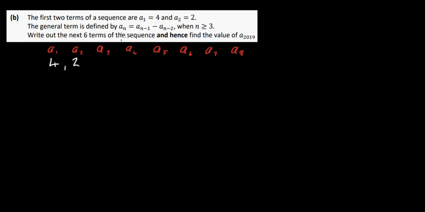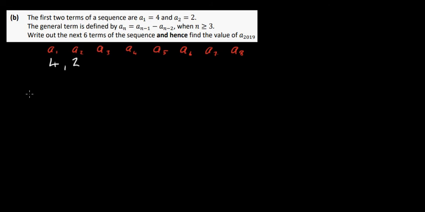This means that any particular term n is equal to the previous term, that's a_(n-1), minus the previous term, which is a_(n-2). So write out the next 6 terms. What they're saying here then is that if I want to work out A3, I take A2 and subtract A1. So a_n is equal to a_(n-1), the previous term, minus a_(n-2).